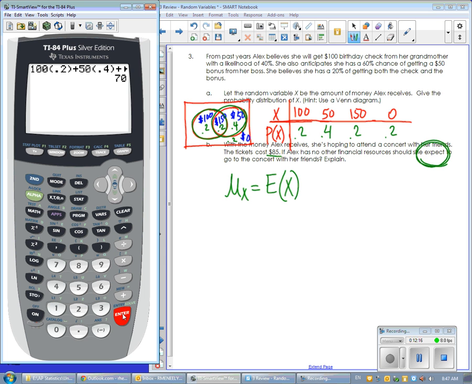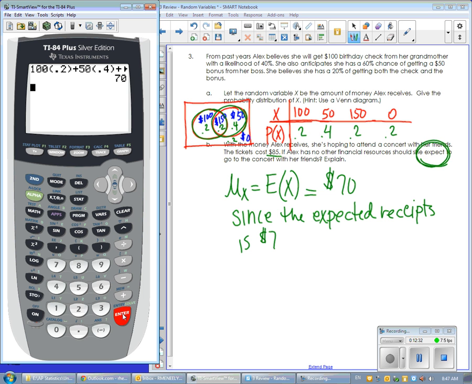And so we know that the expected value is actually $70. And since the expected value of her receipts is $70, it's not enough for her to pay for a concert ticket. And therefore, she should not expect to go.